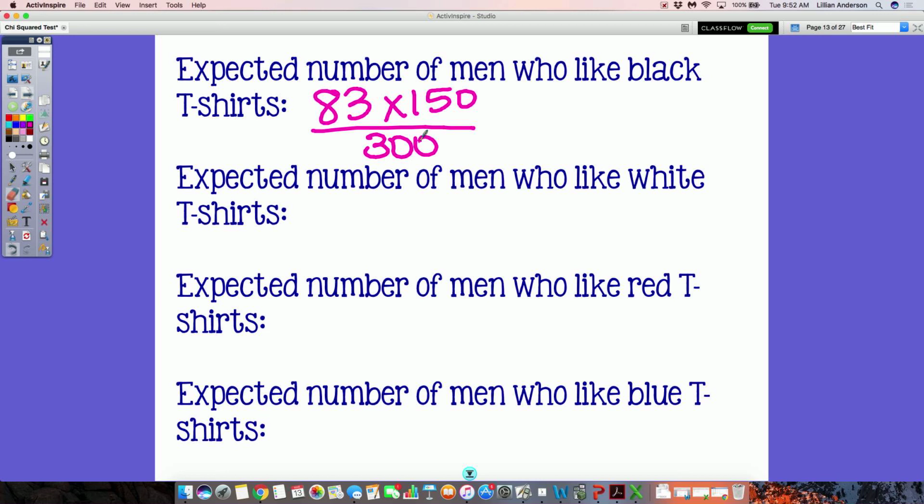Wouldn't that same concept be applicable to the females, because you're just taking the total? The only time that they'll be different is when you have different totals. Say they only interviewed 100 females instead of 150. That's when that number will be different. Okay? What is 83 times 150 divided by 300?